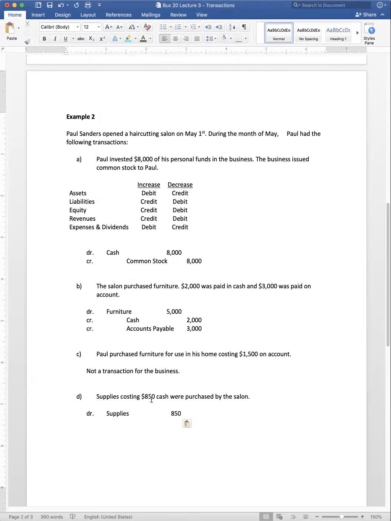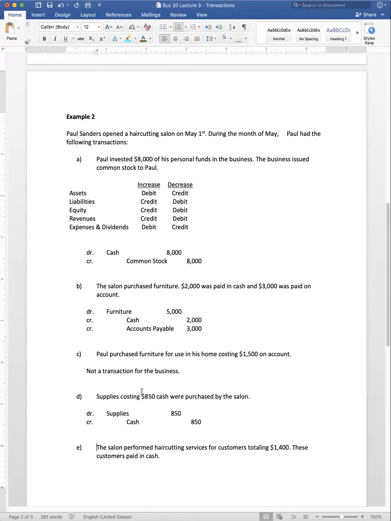And of course, they're paying cash. Cash is also an asset. And since they're paying, cash is decreasing. So that will be a credit for cash. Okay, let's keep going.